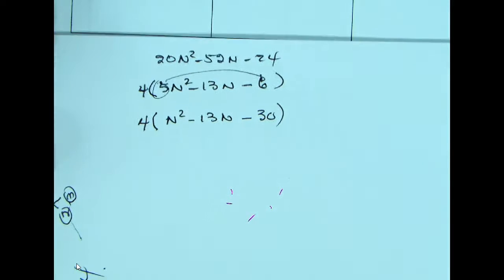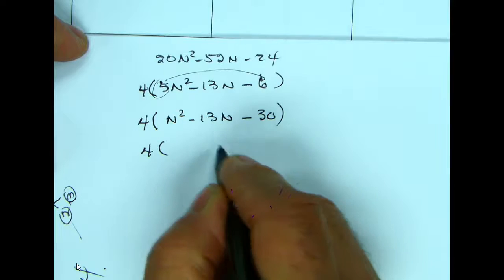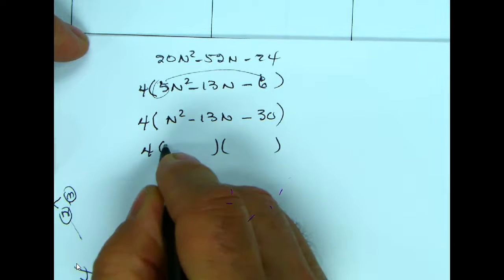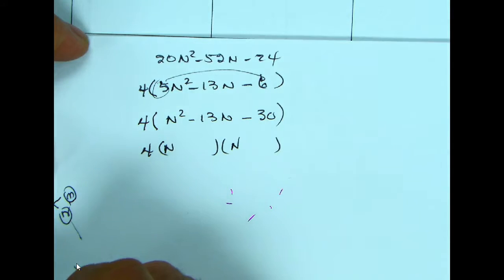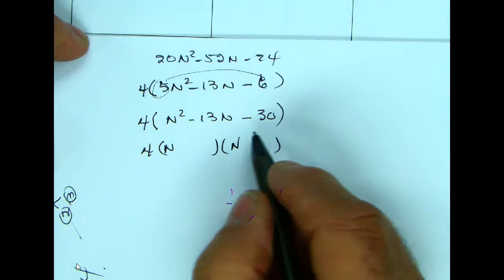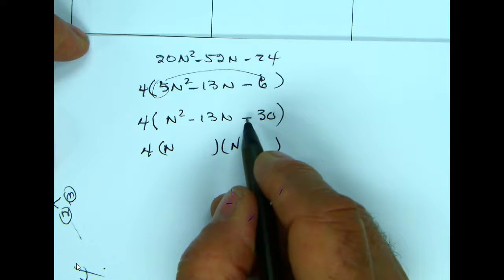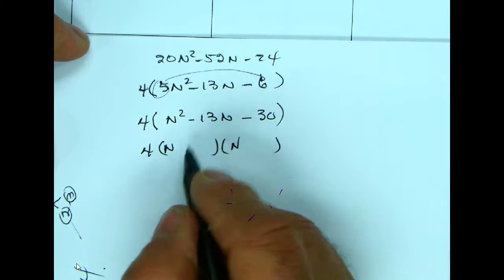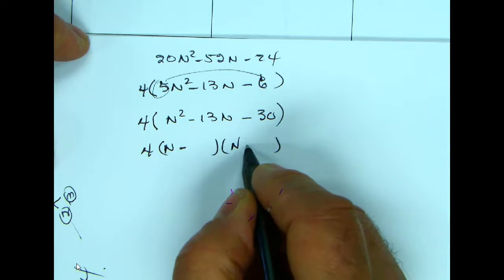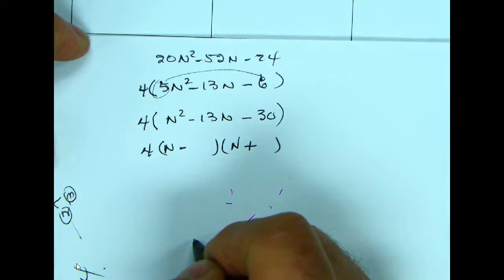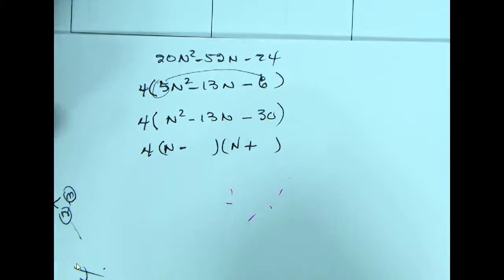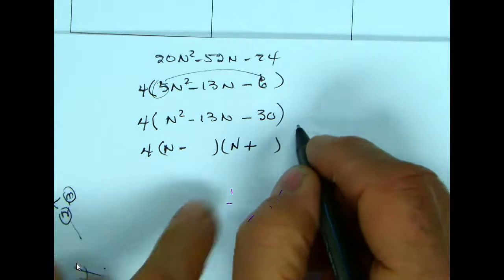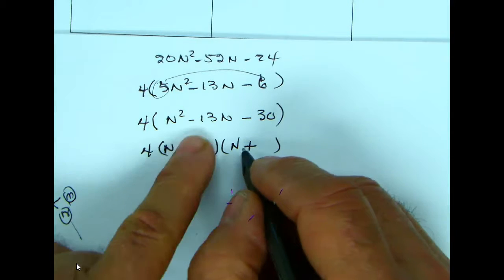Okay, now let's begin the factoring process. So here we have n and n. Now, look at the signs. This is negative, so it's going to be a positive and a negative. The larger number is going to be the negative. Now, factors of 30. Let's see what we have. The difference has to be 13.